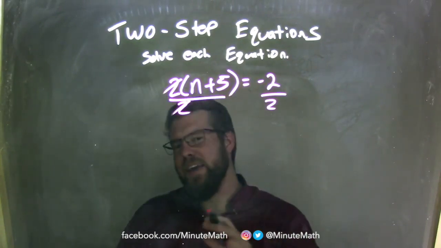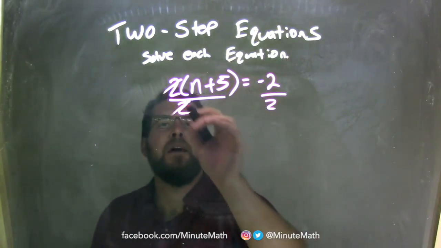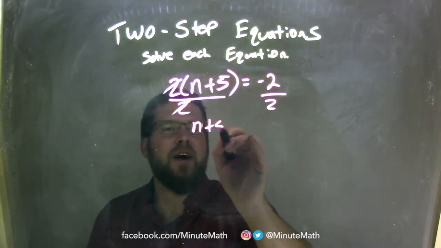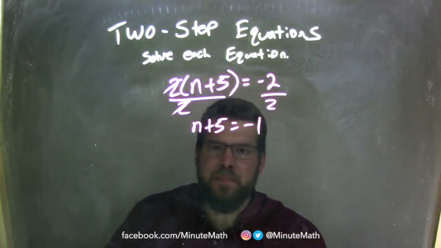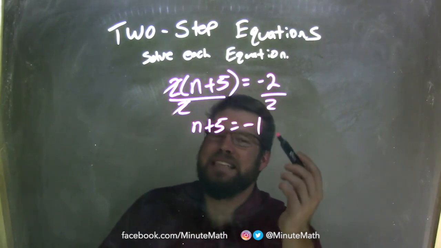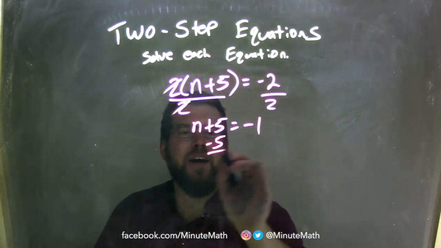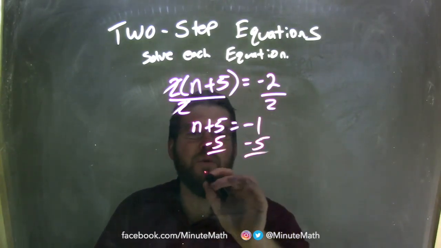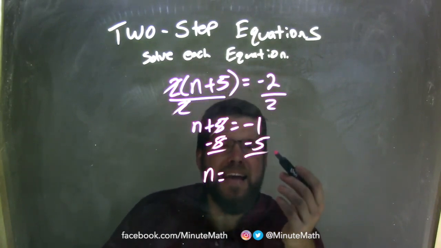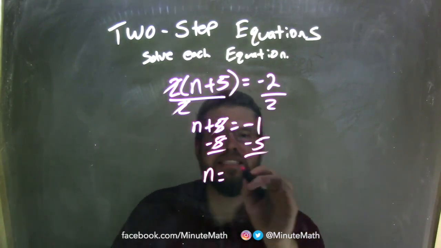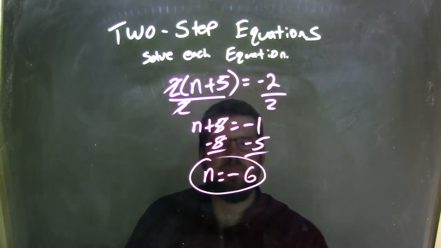So it's almost like thinking in reverse order when you're solving it like this. So the 2's cancel, leaving me with n plus 5 on the inside, and negative 2 divided by 2 is just a negative 1. And so now I have n plus 5 equals negative 1. Well, the opposite of addition is subtraction, so I subtract 5 from both sides. And now I'm left with n equals, well, the 5's canceled, so I didn't have to write that anymore. And negative 1 minus 5 is more negative, which is a negative 6. And so n equals negative 6 is my final answer.